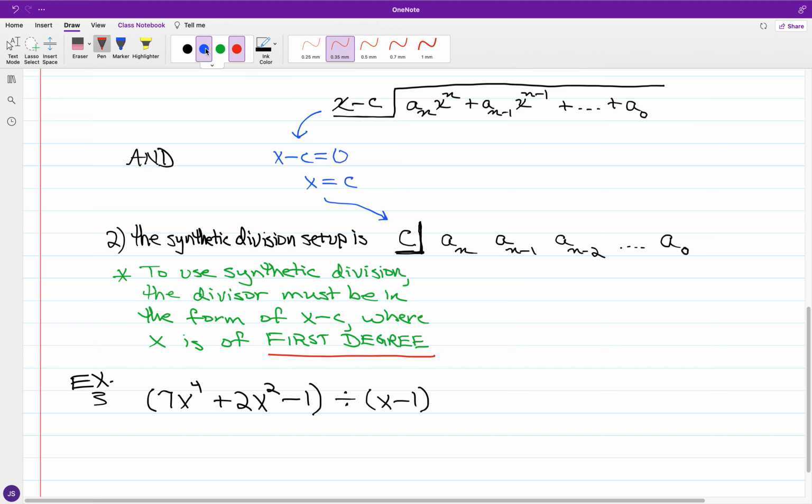Okay. And just kind of giving you a case here. So you have the divisor. A divisor is presented, okay, and you have the question: can synthetic division be used directly?